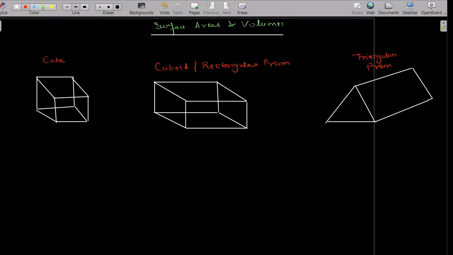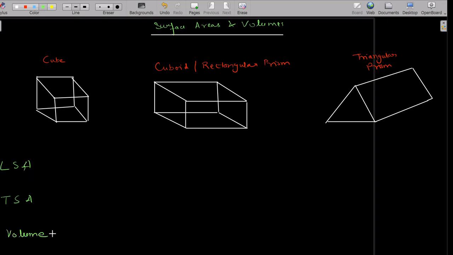First let's talk about the surface area. In surface area, Anika, there are two types: one is called lateral surface area, and then we have total surface area. I'll denote lateral surface area by LSA and total surface area by TSA. And then we have volumes.